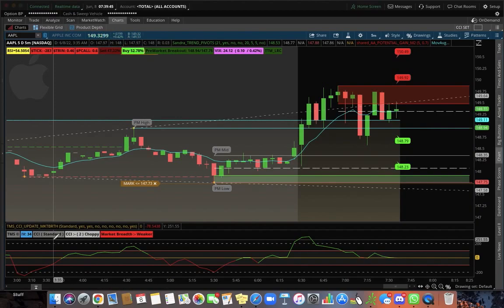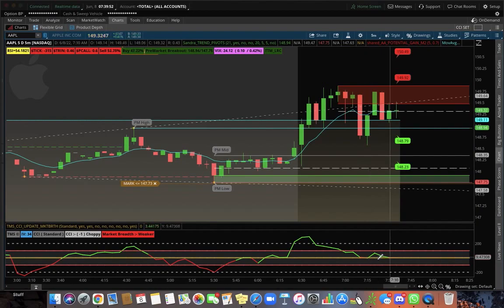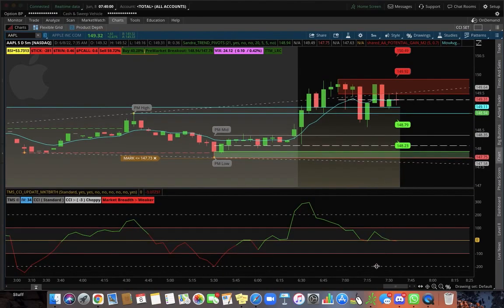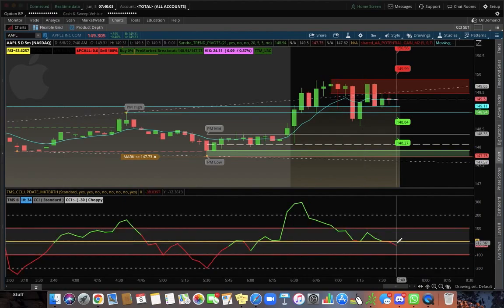But it did break the pre-market high on a 5-minute, which is a good sign. It also stayed above the CCI. It's just kind of riding that line right there, you can see. So these are all, now it broke it. So, as far as I'm concerned, that's your exit for Apple.